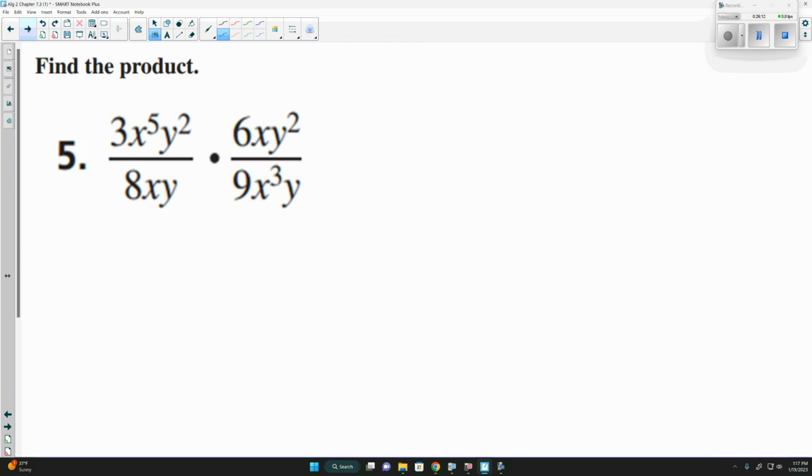All right, we'll do one more and then we'll be done for today. So if we look at this one here, we can multiply the numbers first. So we'll have 3 times 6, which is 18. 8 times 9 is 72. X to the 5th times x is x to the 6th. And y squared times y squared is y to the 4th. On bottom, we have x times x to the 3rd, which would be x to the 4th. And y times y is y squared.